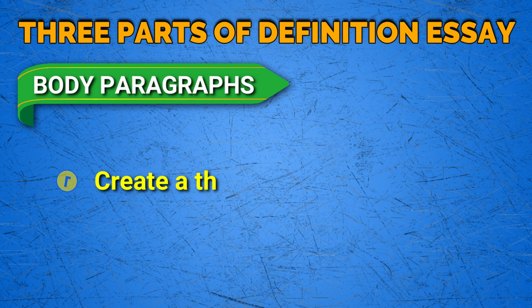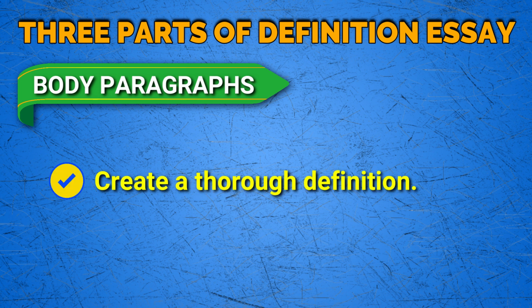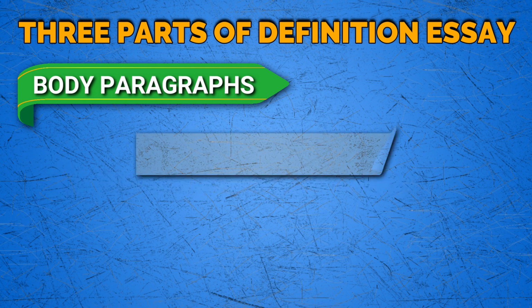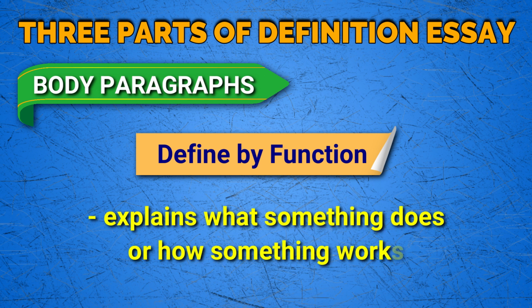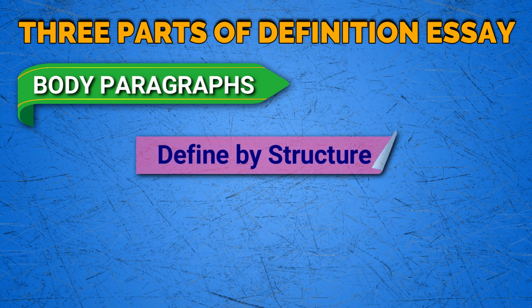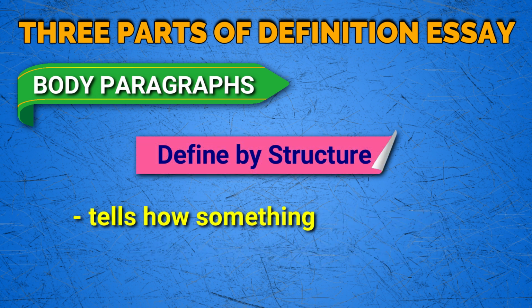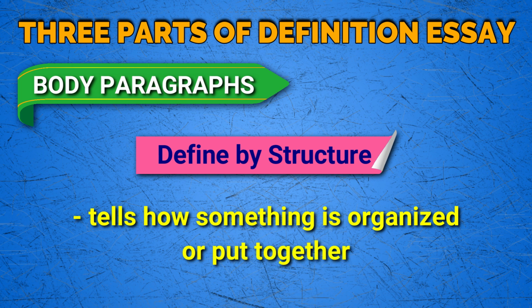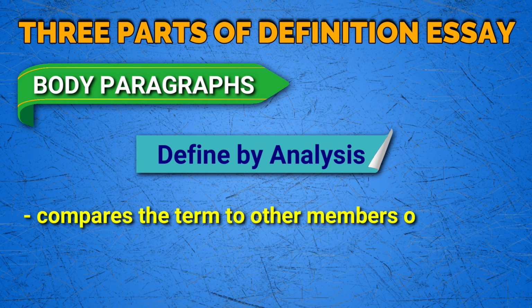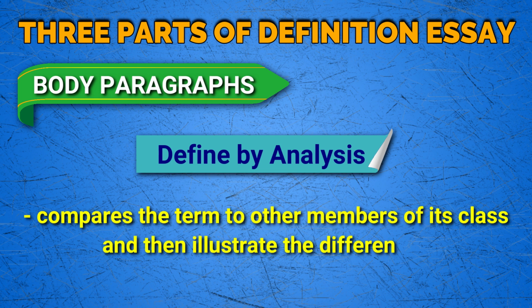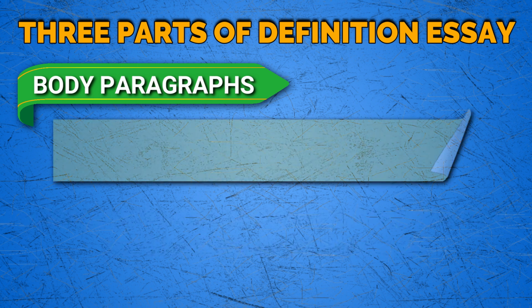Body paragraphs. Create a thorough definition. There are several ways to define a term. Here are a few options. Define by function. This explains what something does or how something works. Define by structure. This tells how something is organized or put together. Define by analysis. This compares the term to other members of its class and then illustrates the differences. These differences are special characteristics that make the term stand out.